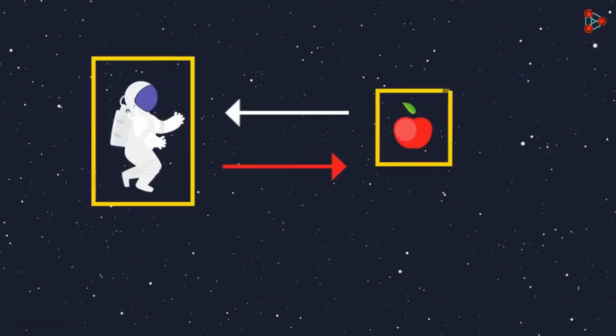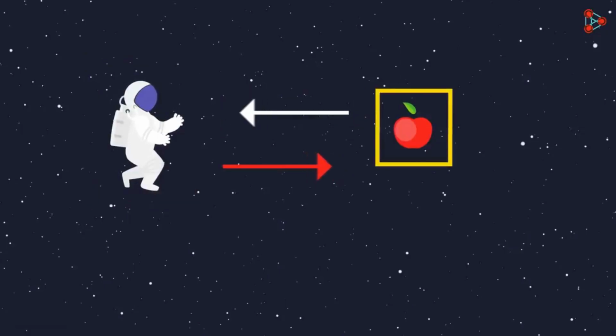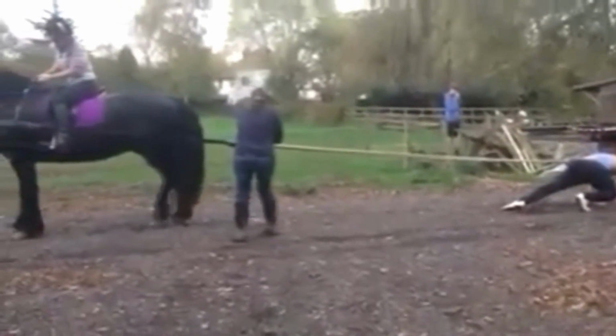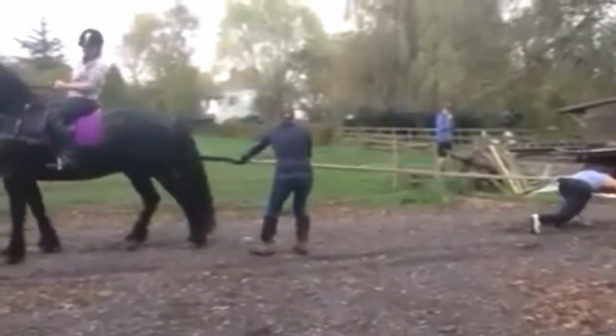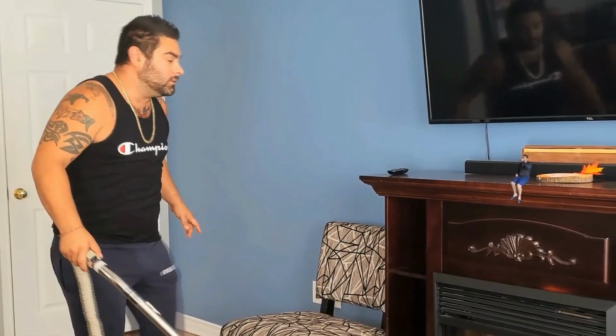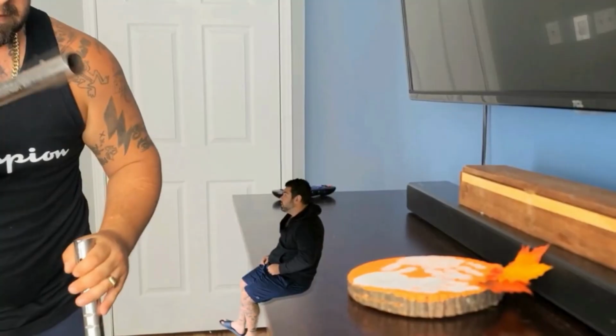Gravity is a force of attraction between any two objects in the universe that have mass. The strength of the gravitational force depends on the mass of the objects and the distance between them. The larger the mass of an object, the greater its gravitational force. The farther apart two objects are, the weaker their gravitational force.